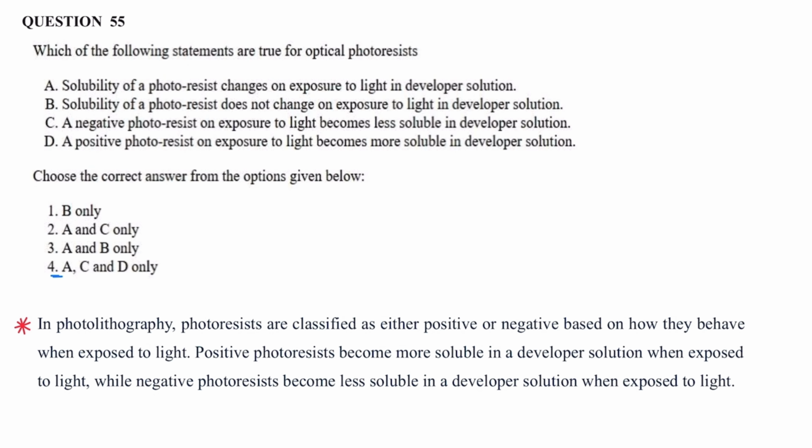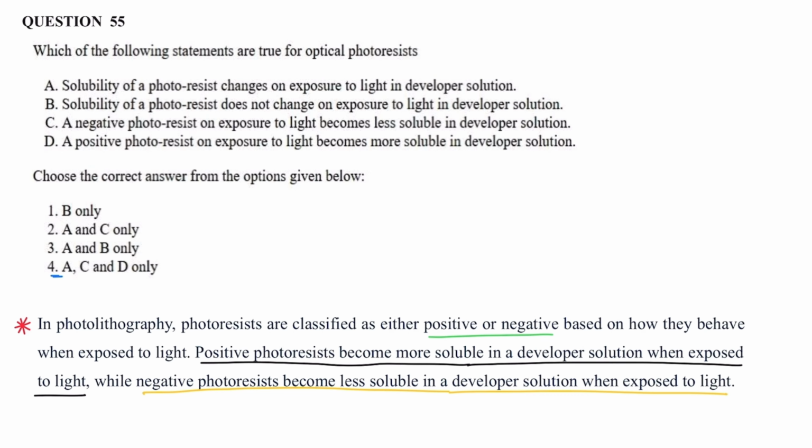Question number 55. Which of the following statements are true for optical photoresist? In photolithography, photoresists are classified into two types, positive photoresist and negative photoresist, based on how they behave when exposed to light. Positive photoresist becomes more soluble in developer solution when exposed to light, whereas negative photoresist becomes less soluble in developer solution when exposed to light.